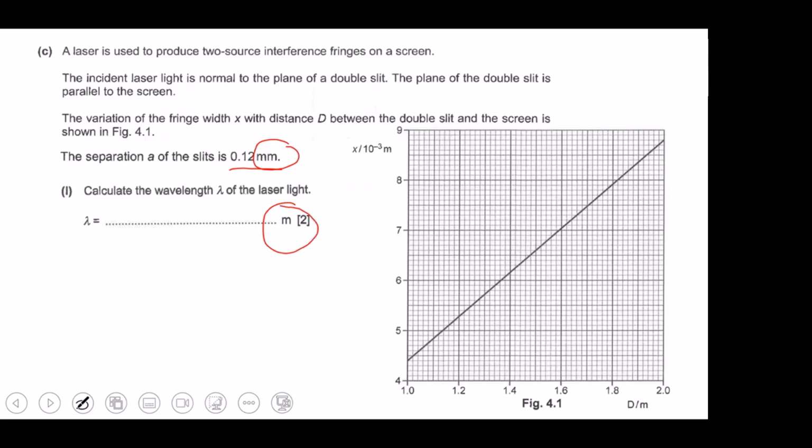Okay, so just do a quick glance, right? This x, your fringe separation, is in terms of 10 to the power minus 3 meters. Your distance, D, is in terms of meters. It's actually a straight line. So things to ask yourself is, why is this graph a straight line? How can I get this graph? How can I plot the x against D graph?